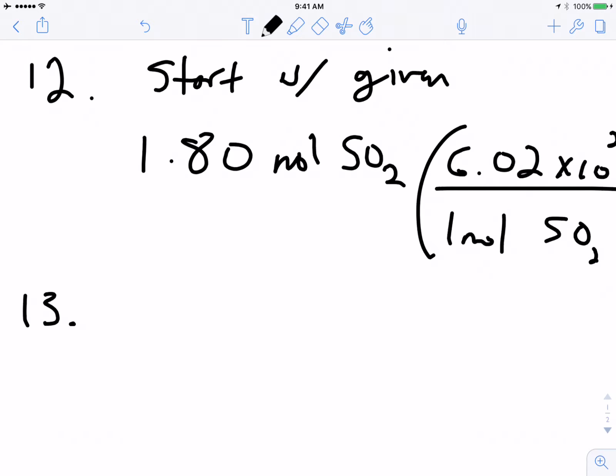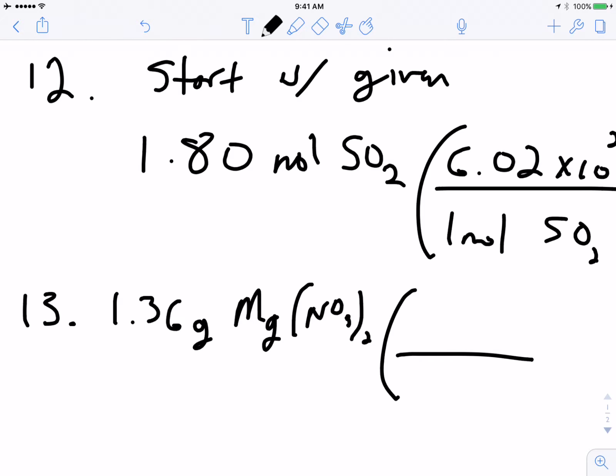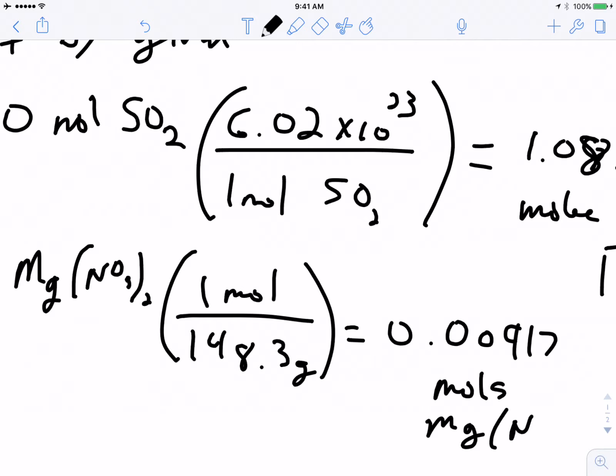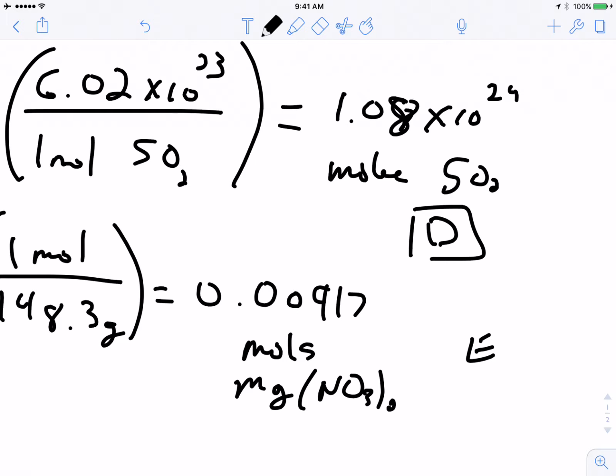Same thing, a little bit of stoichiometry. 1.36 grams magnesium nitrate. Now that mass is 148.3 grams in 1 mole. Multiply that, or divide these two, and I'm going to get 0.0917. There we go. And that will be answer E.